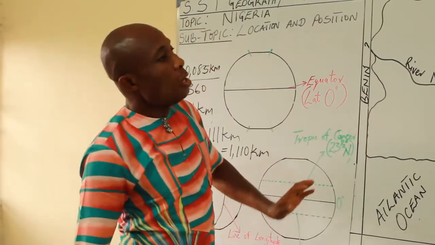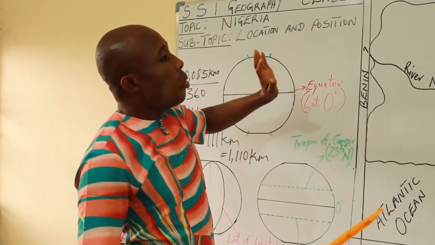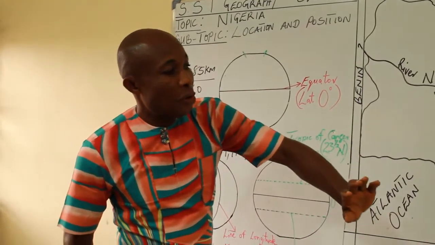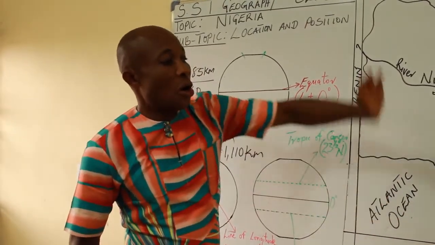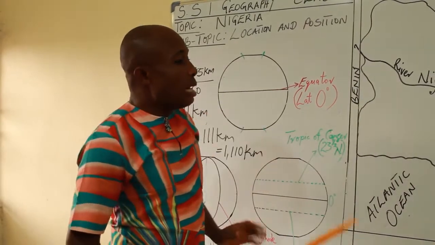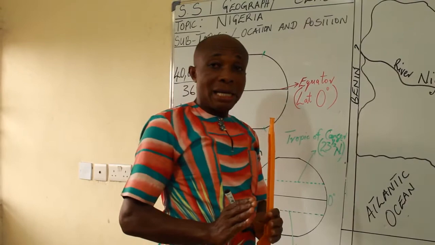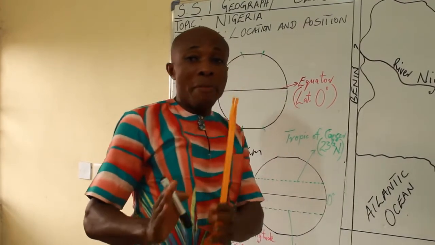Okay. Now, we have seen the position of Nigeria in terms of north of the equator. Now, we are going to also determine the position of Nigeria from the Greenwich Meridian.